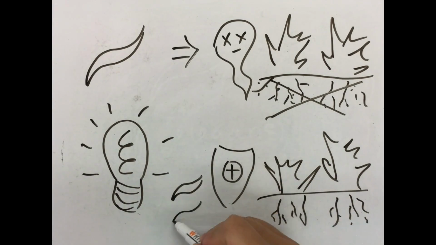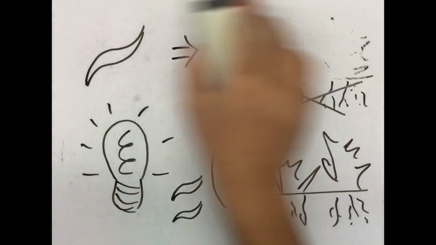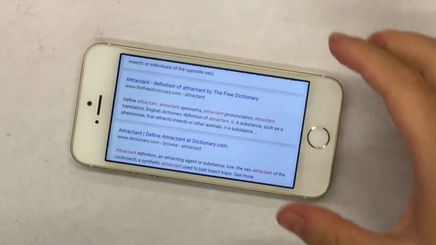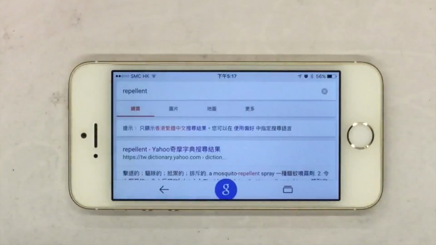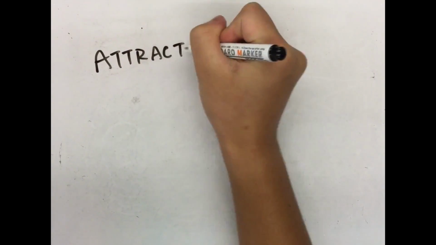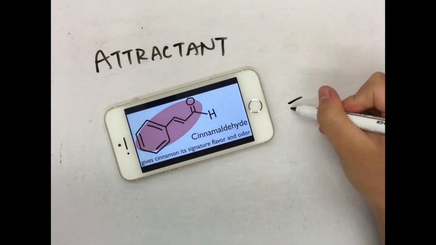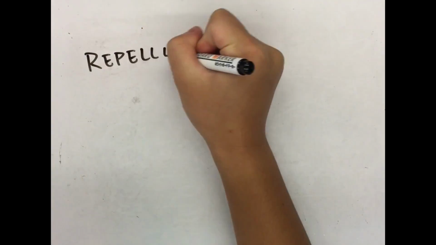For this, we ought to know what C. elegans likes and dislikes. So naturally, we resorted to Google to source out attractants and repellents for C. elegans. We came up with a possible attractant called cinnamaldehyde, which is a volatile organic compound. And we decided to use phenylpyruvic acid as the repellent.